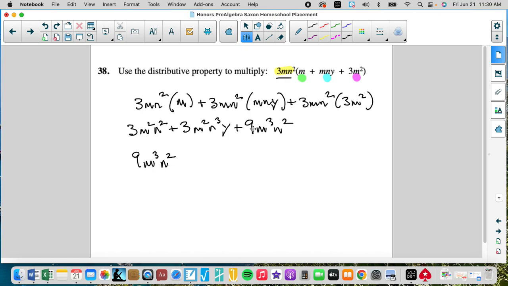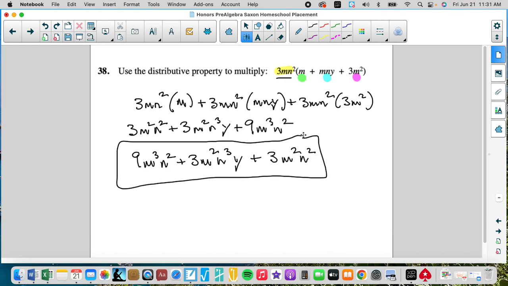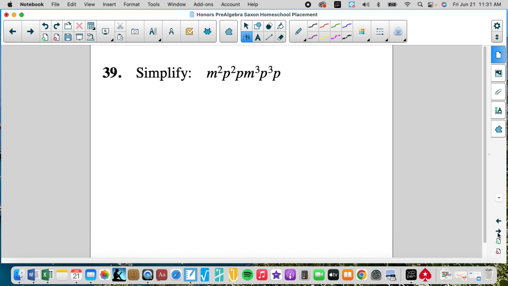Not because of the coefficient, because of the first variable. Now we're going to look at these. M squared. They're tied. So we go to the next variable, n. That's n squared, that's n to the third. So this is going to come next. And then we have our third term, m squared, n squared. This is standard form. This is the proper answer, not shown in the book or the answer key, but that is the proper way to write your answer.